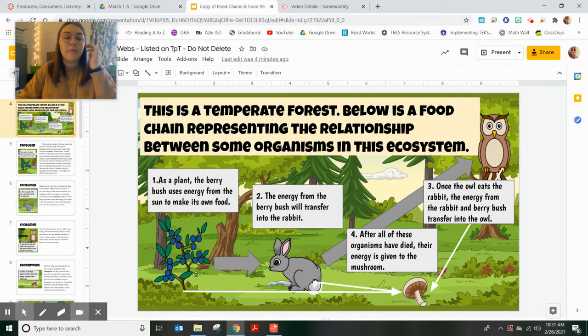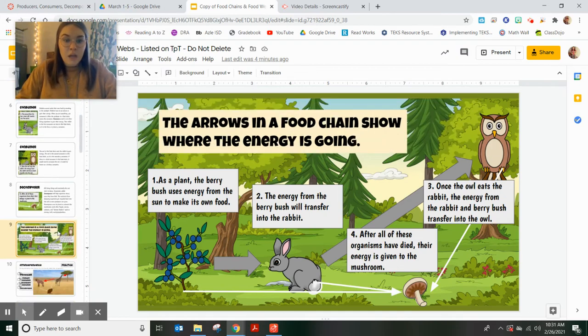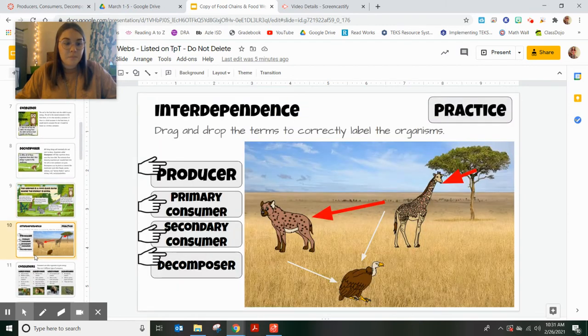We have our producer, our berries, our primary consumer, our rabbit, our secondary consumer, our owl, and then our mushroom is the decomposer. So the arrows in a food chain show where the energy is going. So look right here. The energy from this berry goes to the rabbit. And from the rabbit, the energy goes to the owl. And from the owl, it goes back to the decomposer.